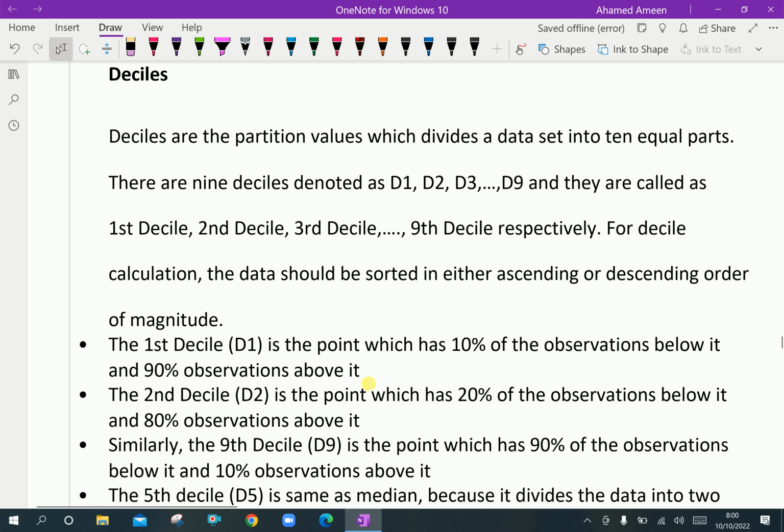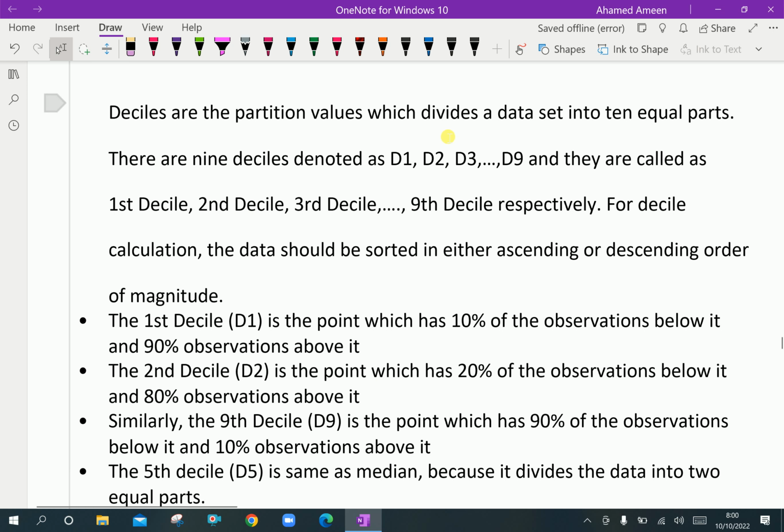Next, deciles. Deciles are the partition values which divide a data set into 10 equal parts. There are 9 deciles denoted D1, D2, D3 up to D9, called the first decile, second decile, up to the ninth decile. For decile calculation, the data should be sorted into either ascending or descending order.